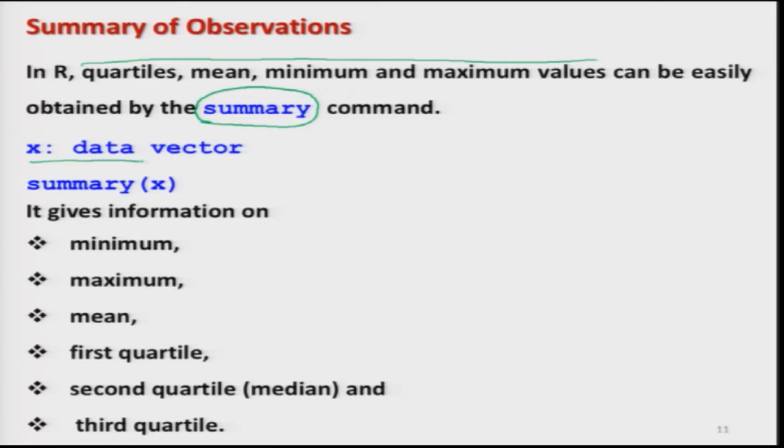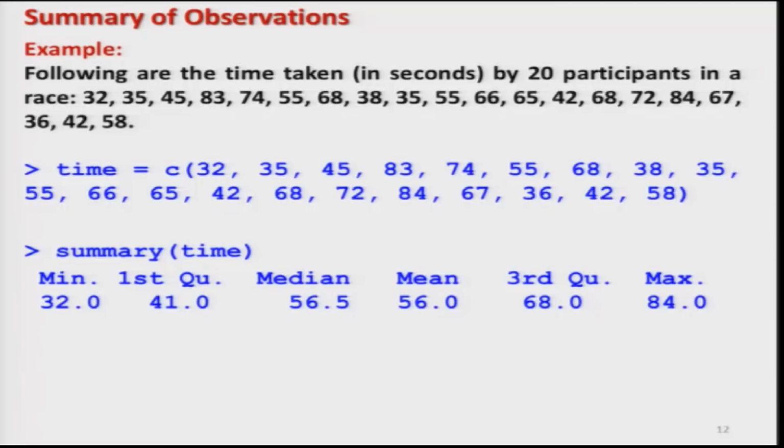So, if my data vector is denoted by x, then we use the command summary, and inside the arguments, x. And if you try to use this, then the outcome of this command will give us information on the minimum value, maximum value, arithmetic mean, first quartile, second quartile, this is the median, and the third quartile of the data set which is contained inside the data vector x. Now, let us try to take an example to understand it.